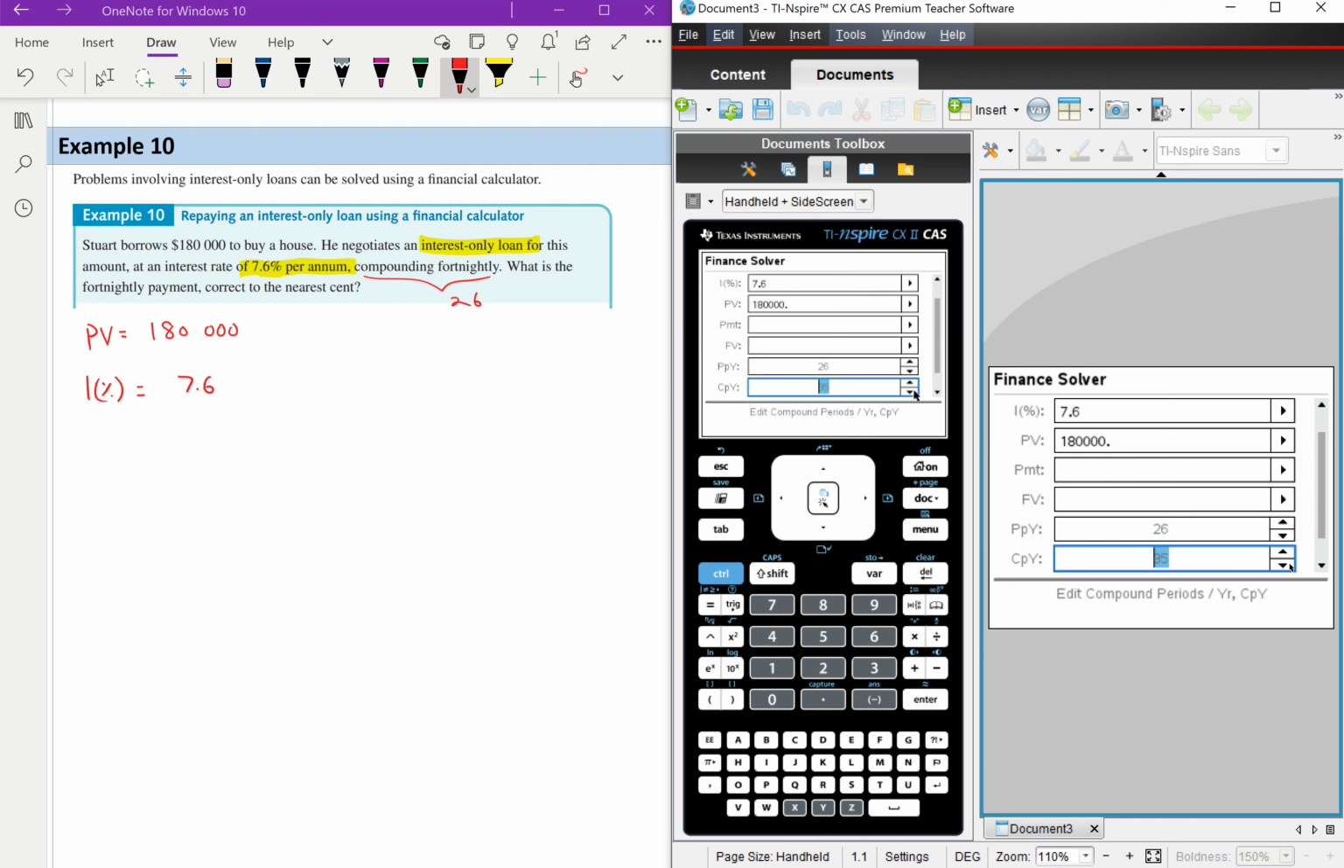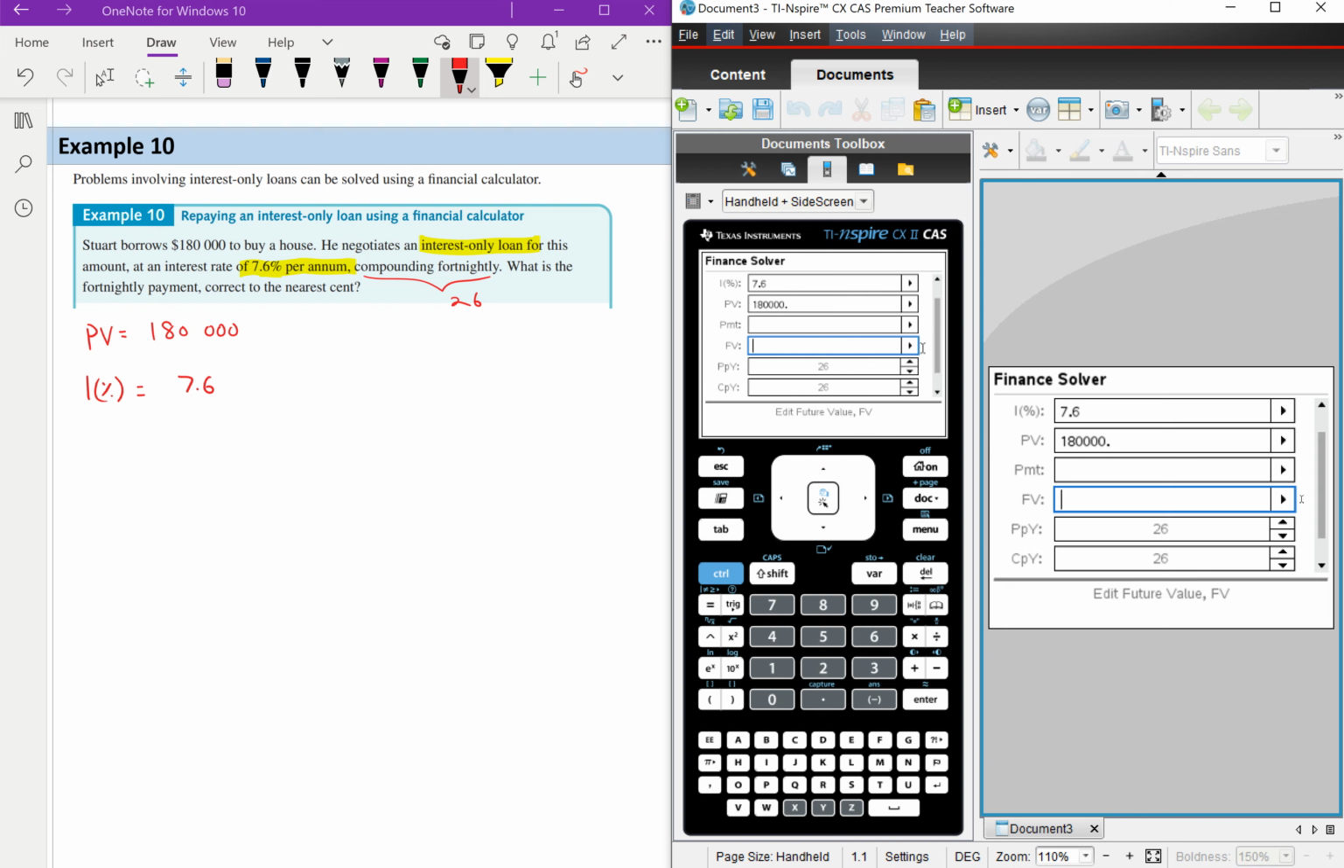This is why we shouldn't press up or down. It should just be tabs, so shift tab goes back. Our future value, this is where it's interesting. So what's the future value? If you're paying interest only, it means you still owe $180,000 by the end of that year.